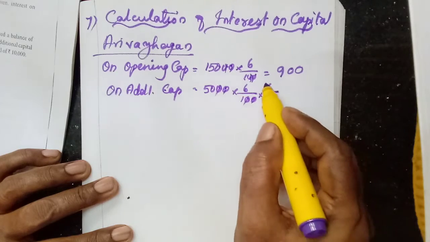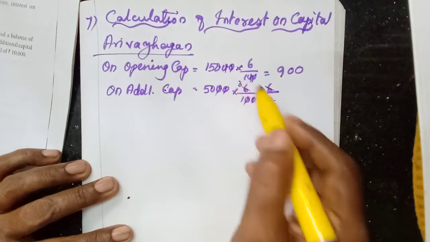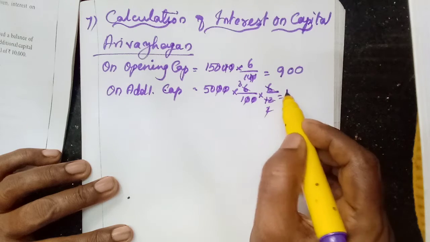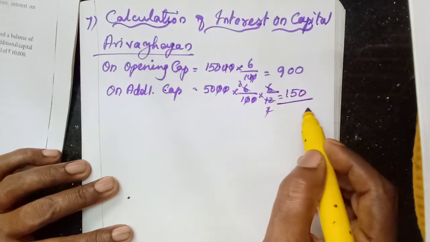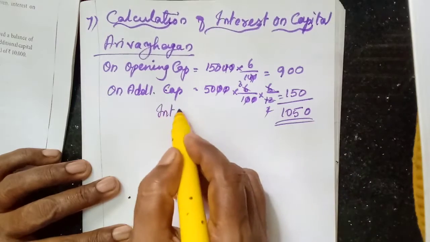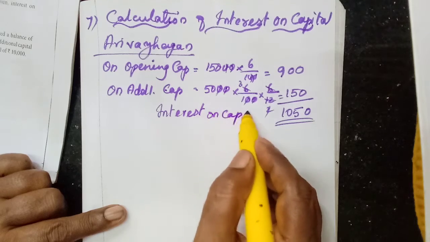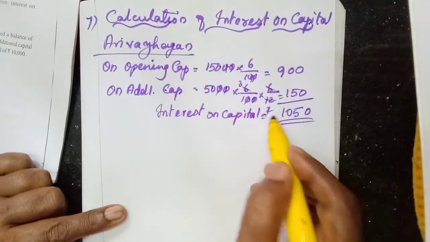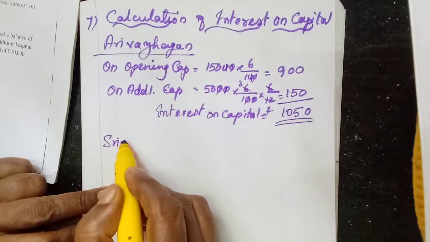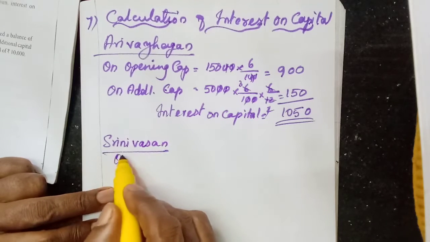Okay. Then here 6, 1, here 2 times. Again 2, here 3 times 2. Okay, so 5 3s are 15. 15, then 0. So 5, 9 plus 1, 10. Interest on capital of whom? Arivalagan. Okay, interest on capital. Then next partner, Srinivasan.